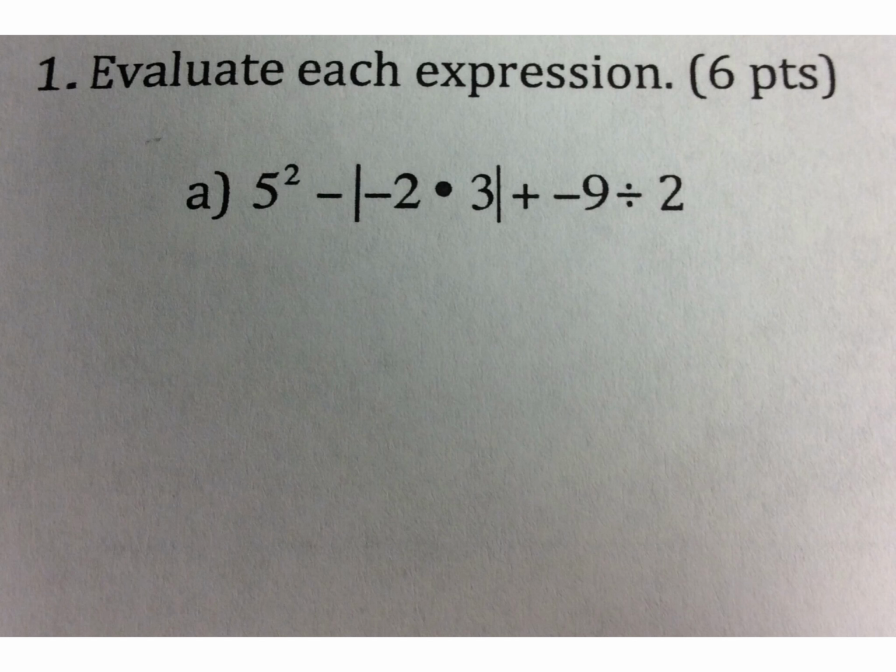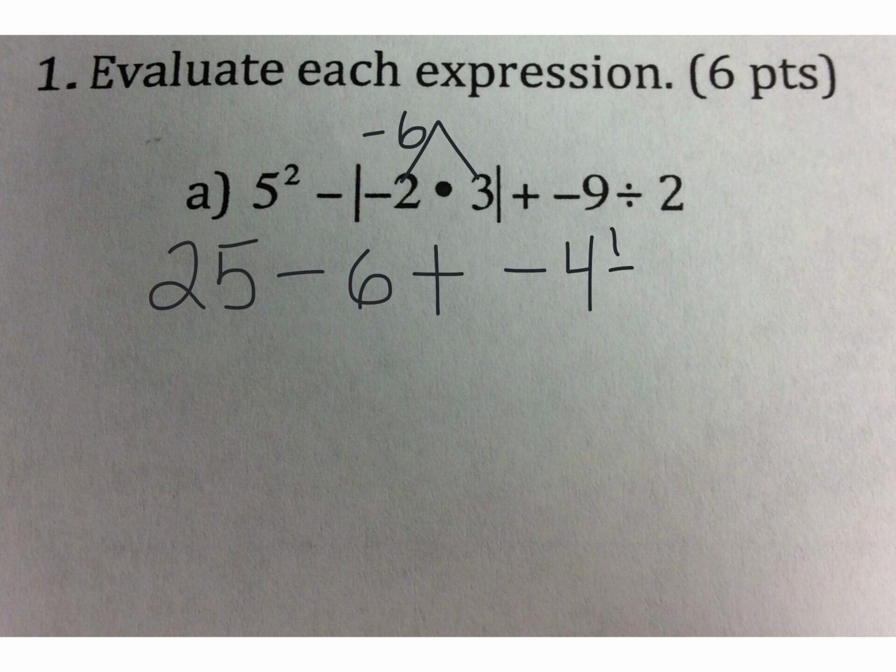So the first step would be 5 squared is 25 minus, and then inside the absolute value bars we have -2 times +3. That gives me -6. The absolute value of -6 is +6. Plus 9, or -9 divided by 2 gives me -4.5.